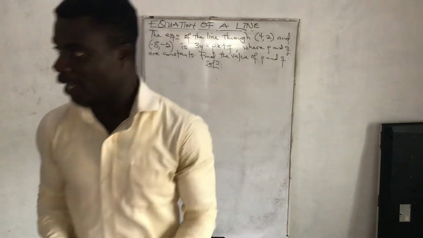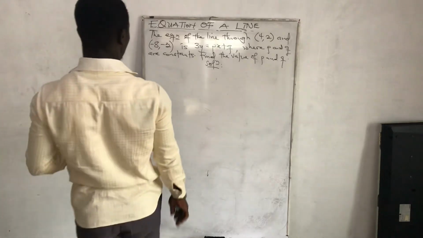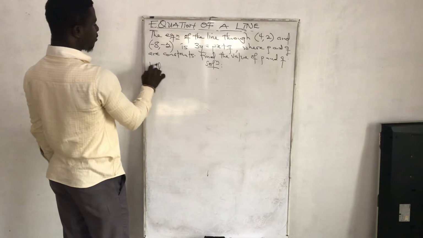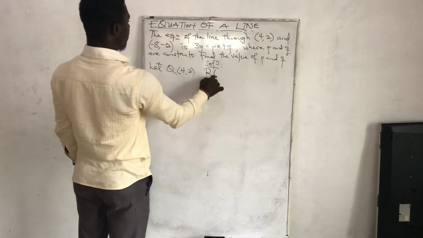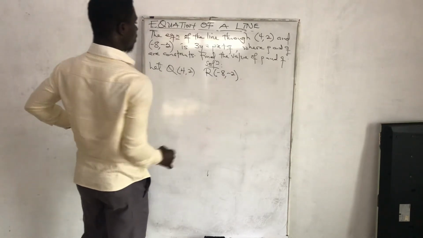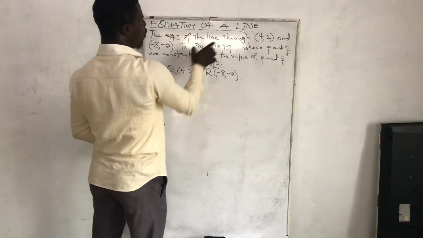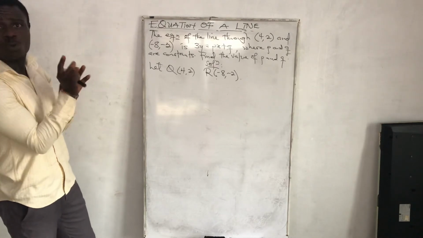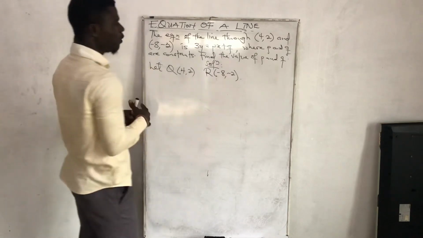So we are to find the value of p and q. If the line passes through the points, we can say let point Q equal (4, 2) and point R equal (-8, -2). Now they've given us the points and the equation of that line, but the equation is incomplete because we don't know the value of p or q.